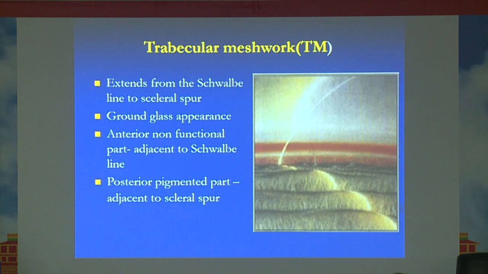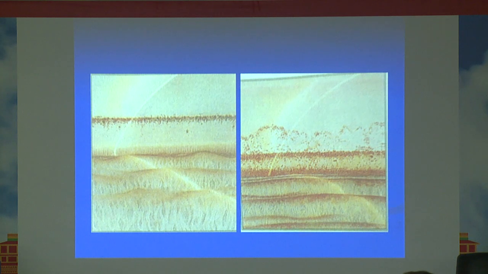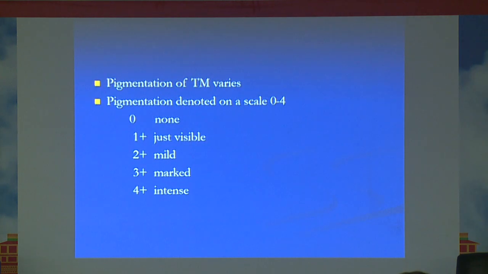Trabecular meshwork has an anterior non-pigmented part and a posterior pigmented part. Sometimes there may be variations. In the left side picture we can see a discrete line of pigmentation along the Schwalbe's line, and in the right side picture there is a wavy line of pigmentation anterior to the Schwalbe's line. That is called the Sampaolesi line. These are how to grade the pigmentation.